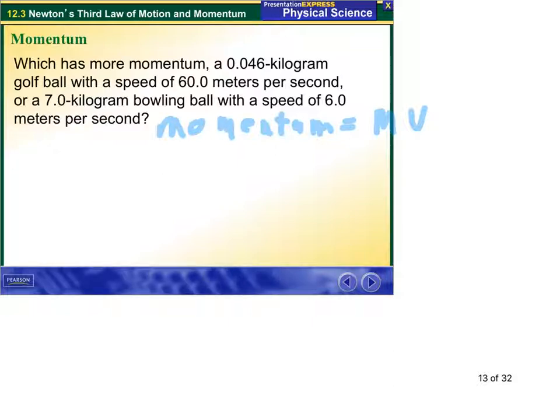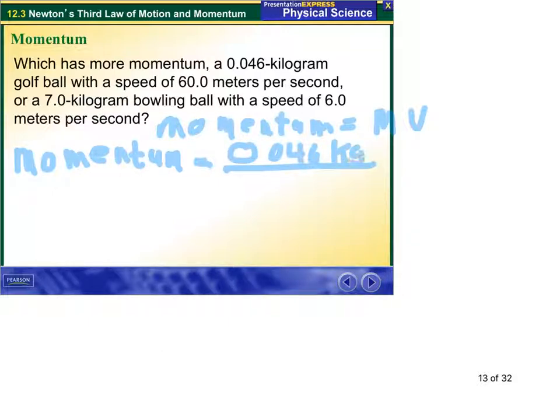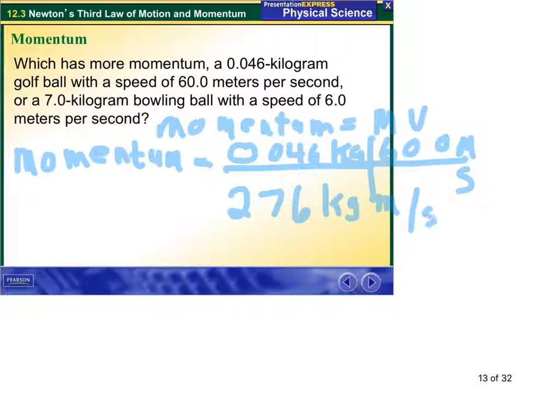So in the first example, momentum equals 0.046 kilograms times 60 meters per second. Calculation on the calculator, 0.046 times 60, and we got 2.76 kilograms meters per second.